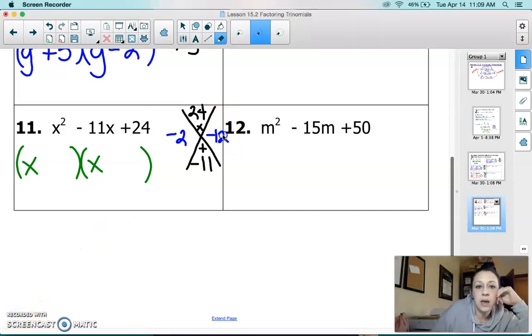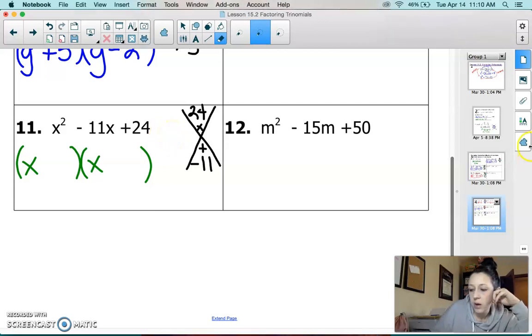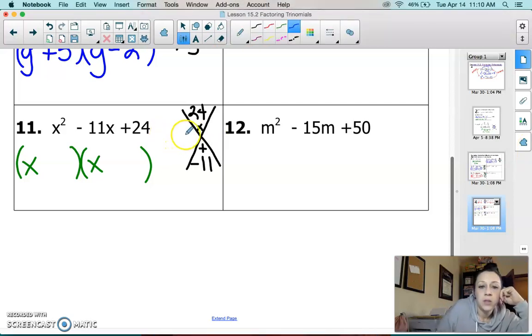So I need to try again. 2 and 12 isn't going to work, so let's try something else. 8 and 3, right? So 8 times 3 equals 24. But 8 plus 3 equals 11. So if I want to get negative 11, I'm going to need to make them both negative. Now I'll explain this again. Here's why. Negative 8 times negative 3 does equal positive 24. Negative 8 plus negative 3 adds up to negative 11. So we have our combination.